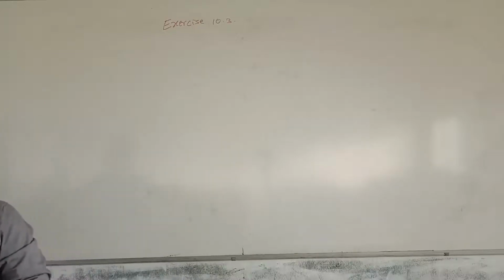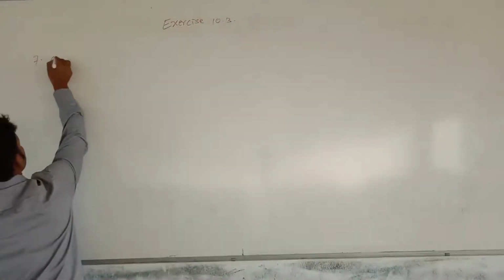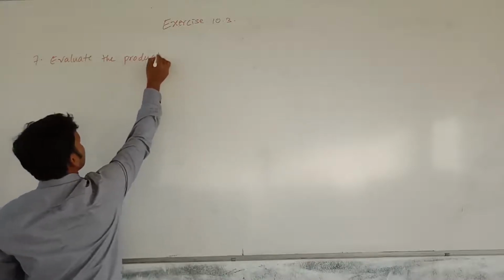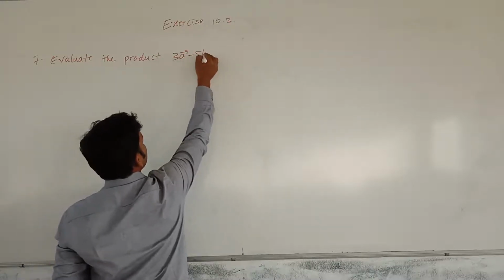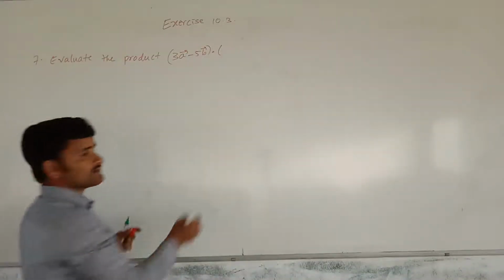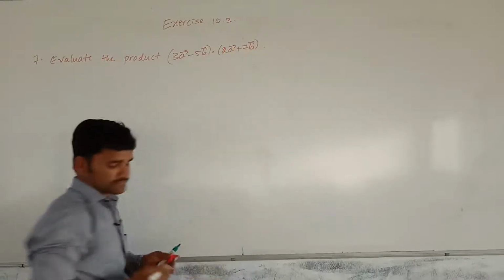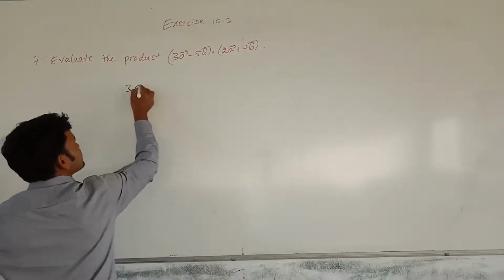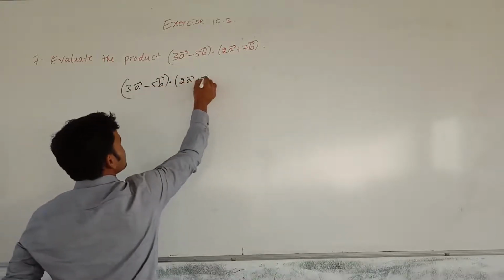Next, question number 7. Evaluate the product: 3a minus 5b, which is in dot product with 2a plus 7b. Okay, I need to find out this product. Simple it is. 3a minus 5b, which is in dot product with 2a plus 7b.